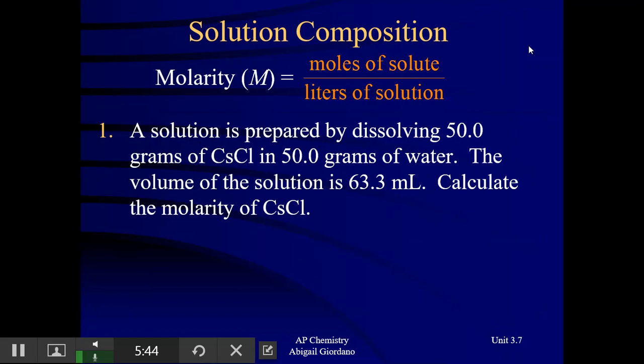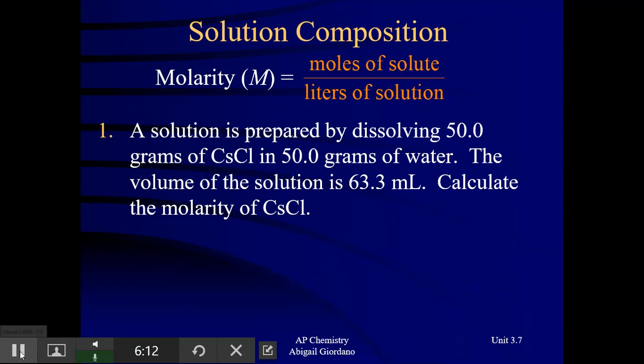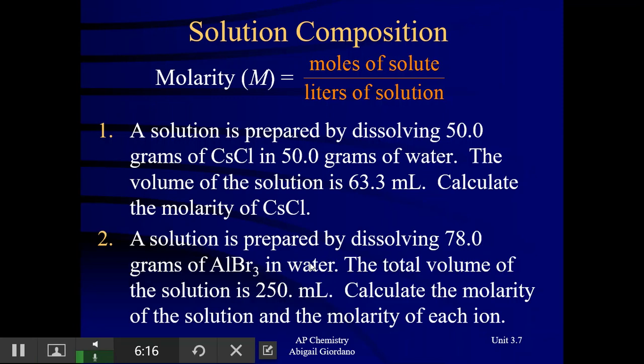So I've got some practice problems here, all right? And I would like for you to pause your video and work through them and see how you do. This is review really from Chem 1 because you should have done molarity in Chem 1. Number 2 gets into a little bit of an added aspect when you're asked to find the molarity of each ion, but I want you to try it. All right, let's see how you did.